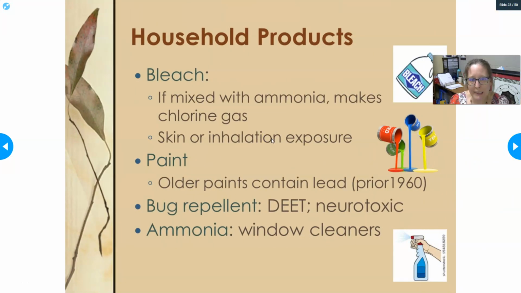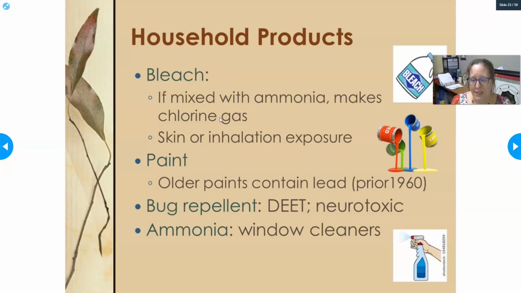Household products, we have bleach. First of all, you should handle bleach with gloves. It can absorb through your skin. If it is mixed with ammonia, it can make chlorine gas, and ammonia can be found in window cleaners. Some cleaners have ammonia, some cleaners have bleach, and chlorine gas is deadly. So you should never mix different cleaners. You need to watch which cleaners you spray on what, and if you layer them, which you shouldn't do. Again, you can get either skin or inhalation exposure around bleach, and you have to be very careful.